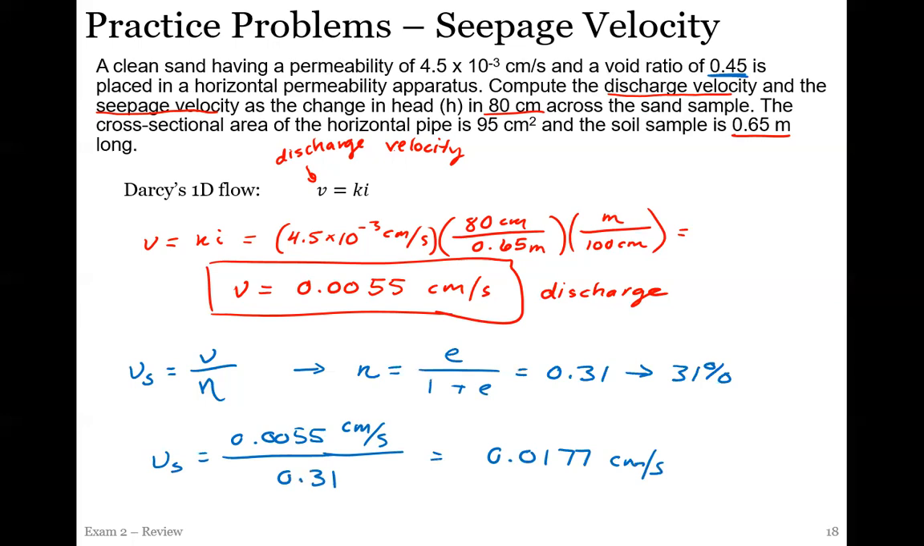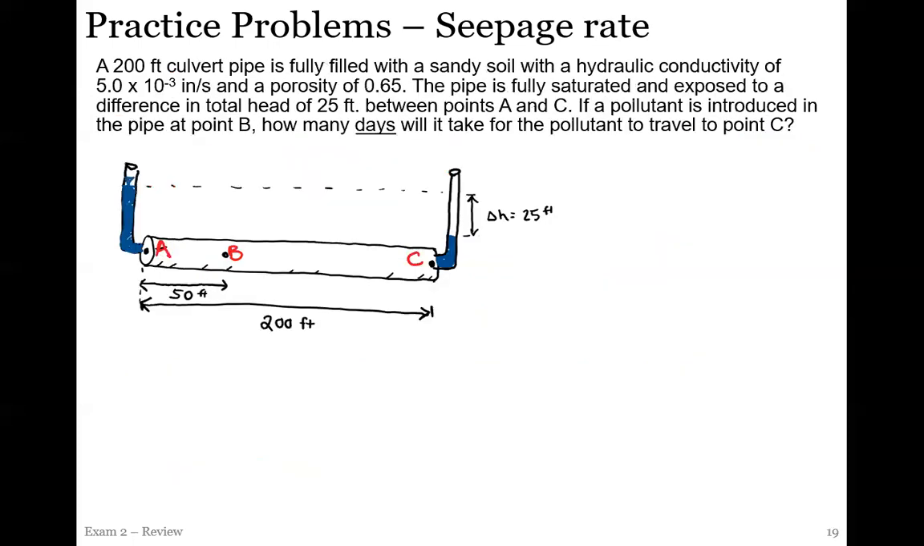So that is our seepage velocity. This is the actual velocity of the water particle traveling through the soil pore space. Okay, one more really quickly, because this illustrates the importance of the seepage velocity. Seepage velocity, we always need to calculate when we're thinking about sediment transport or contaminant transport through soil.